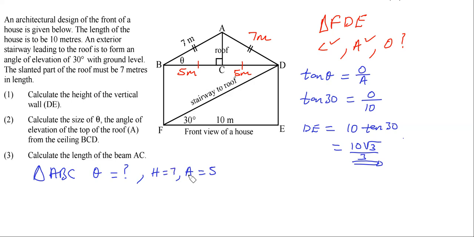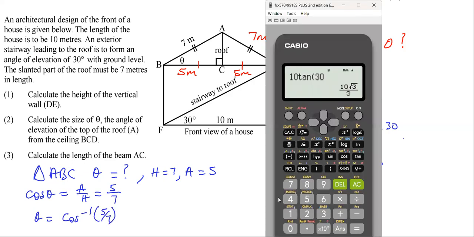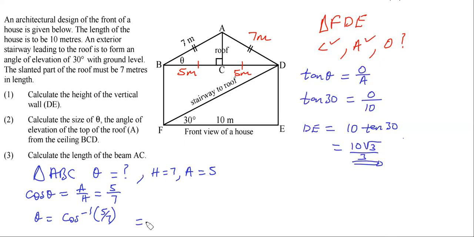So what uses adjacent and hypotenuse is cos. How do we get the theta? Cos theta is equal to adjacent over hypotenuse, which is 5 over 7. In this case, theta is going to be equal to arc cos of 5 over 7. So let's calculate: shift cos 5 over 7. What do we get? We get 44.42 degrees. That's going to be our theta there.